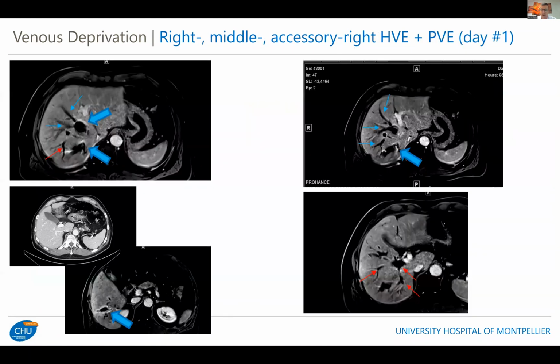And if we do an MR scan of the liver at day one, it's interesting to note, you have here in red portal vessels, you can see that they are all embolized and occluded. And in blue, you have hepatic veins and their branches, including here the accessory right, and everything is occluded as well. That's the reason why we coined the term venous deprivation.